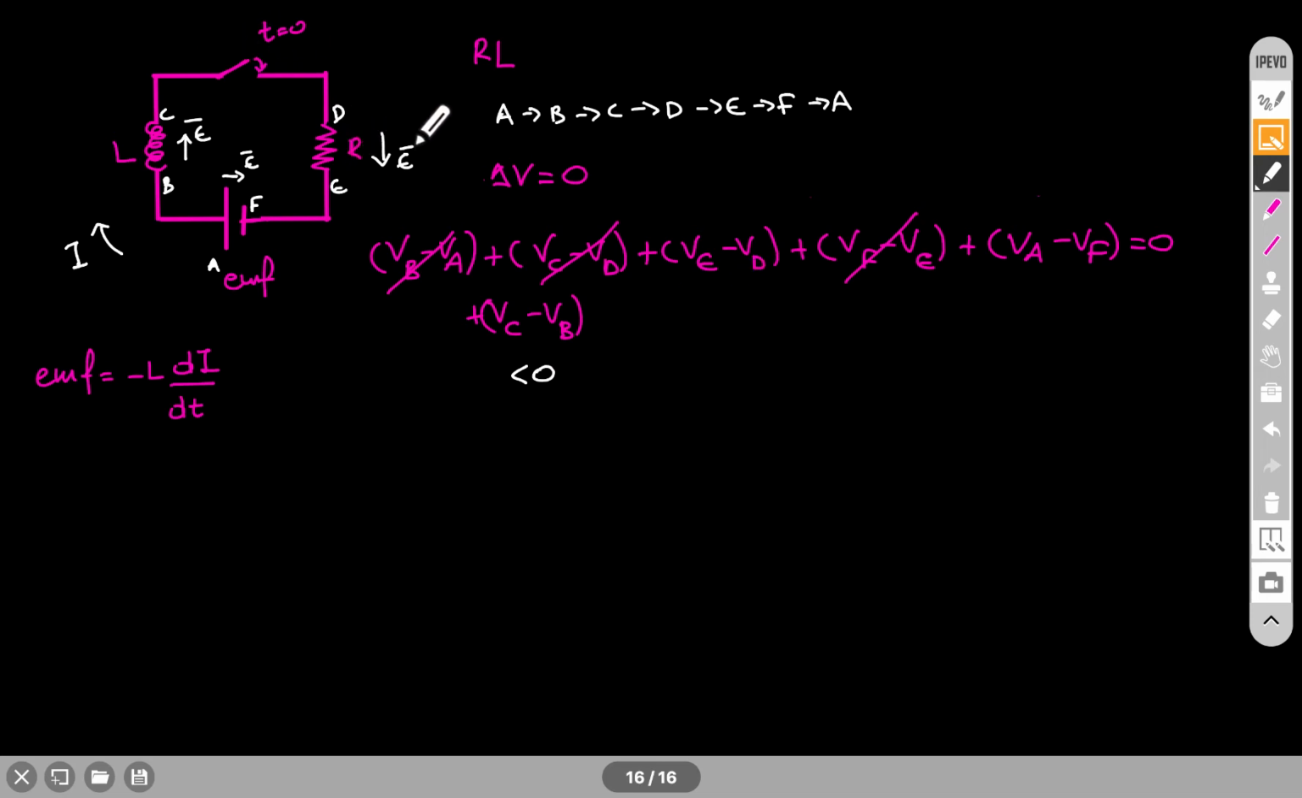And across the resistor, I'm going downwards in the same direction as E. This will need to be a negative number. Then I'm going against the electric field from F to A. This will need to be a positive number.